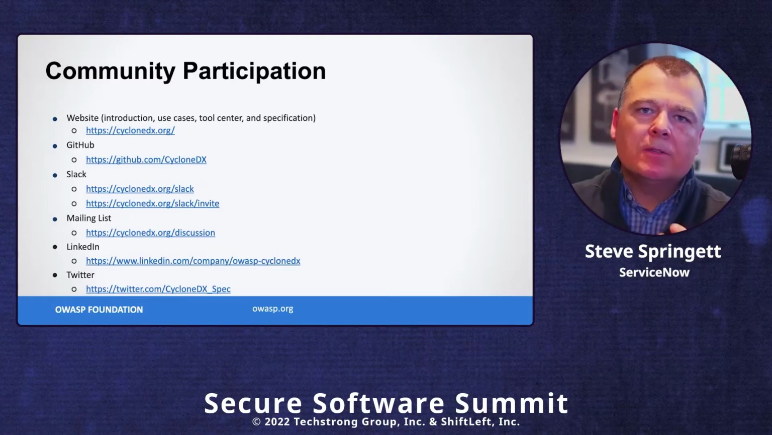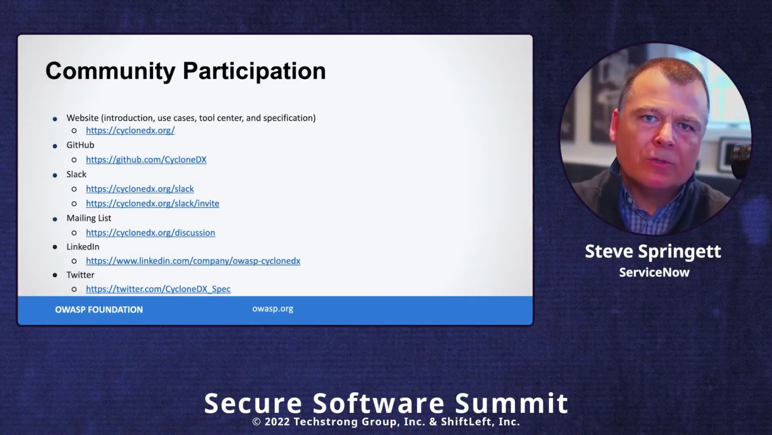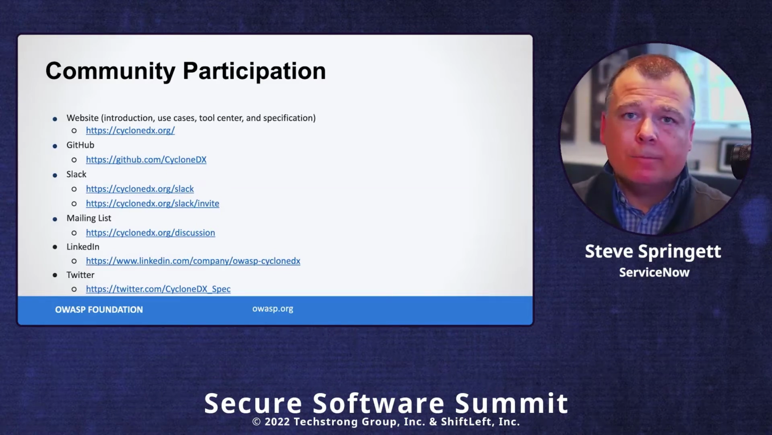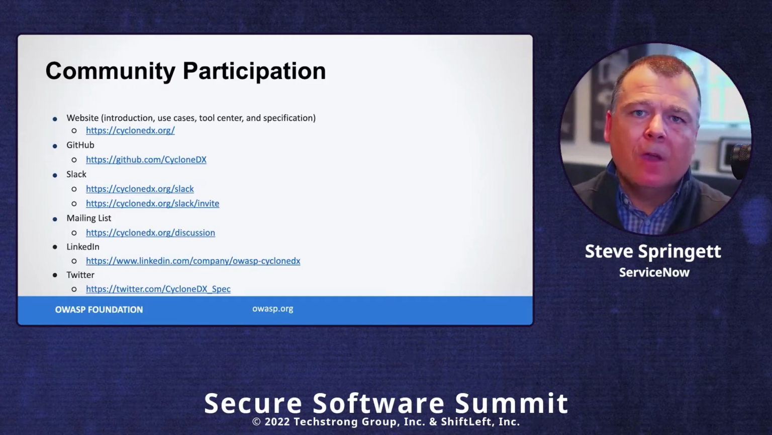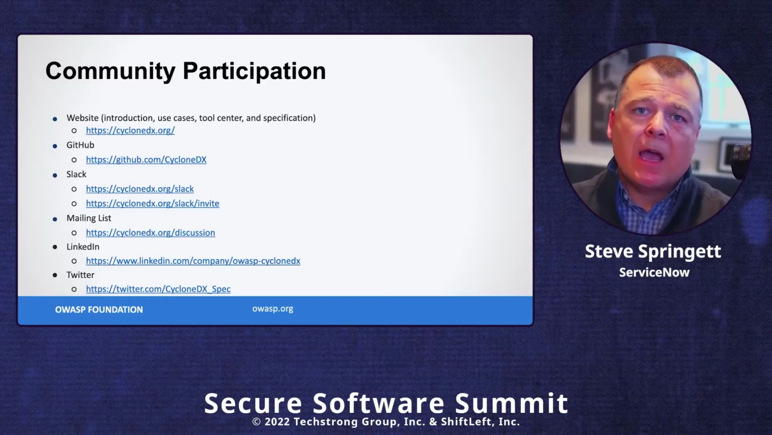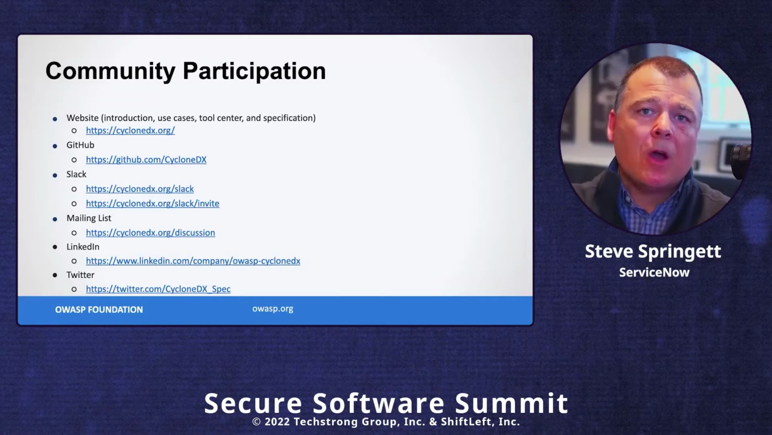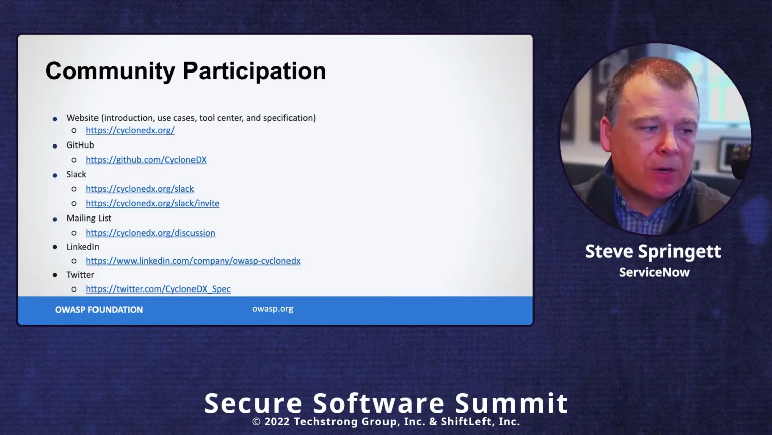OWASP, or excuse me, Cyclone DX is a flagship OWASP project. However, for historical reasons and for just the sheer number of channels that we have, there is a separate Slack workspace outside of OWASP. So if you are on the OWASP Slack workspace, just know that the Cyclone DX channels are independent of the OWASP channels.